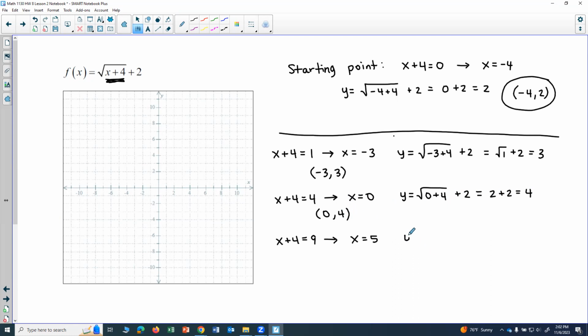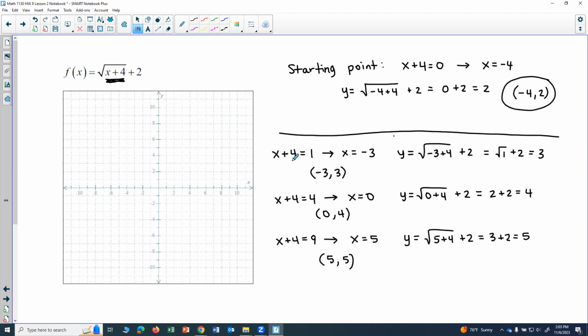And for my third point, other than the starting point, I'm going to let x equal 5. So I get y equals the square root of 5 plus 4 plus 2. Square root of 9 is 3. So I get 3 plus 2 equals 5. So my last ordered pair will be 5, 5.